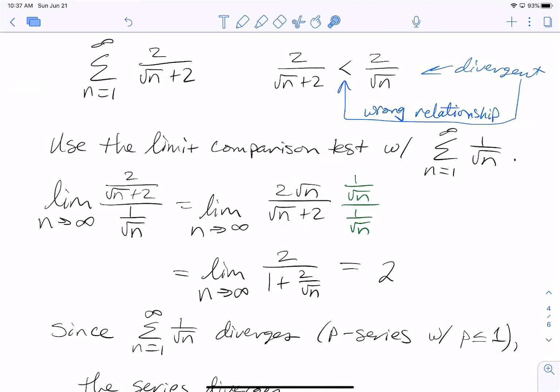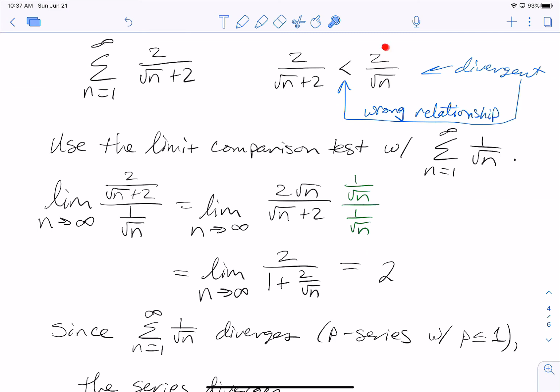My first thought is that I want to compare, so I'm looking at 2 over the square root of n plus 2, and I want to compare that to 2 over the square root of n. I notice that the denominator on the left, square root of n plus 2, is larger, so I have a smaller overall result, but 2 over the square root of n is divergent, we know that. So I have the wrong inequality relationship. That means I cannot use the comparison test.